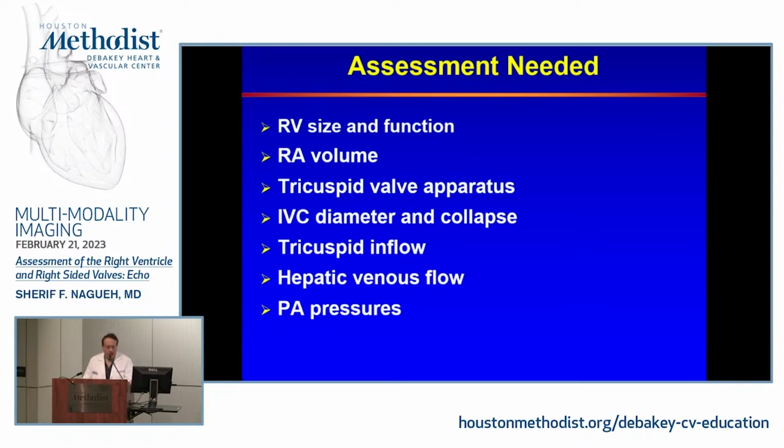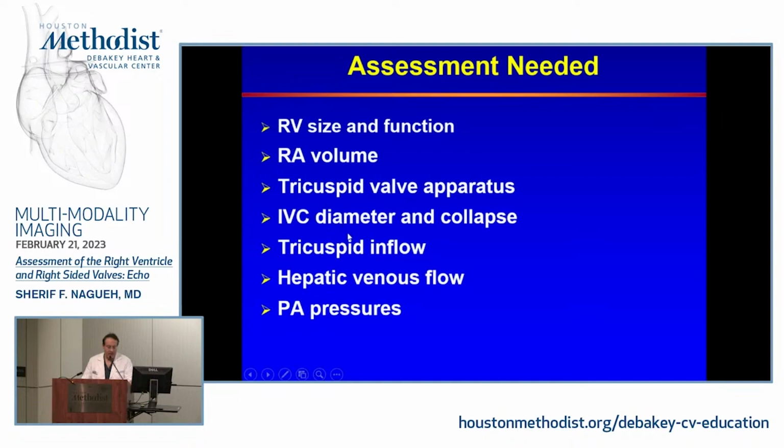Then you want to look at the tricuspid valve apparatus itself, and we talked about the annulus, we talked about the PAPS, chordal apparatus, etc. There are some things that can be accomplished by transthoracic, some things by transesophageal, and some things that CMR can do as well.